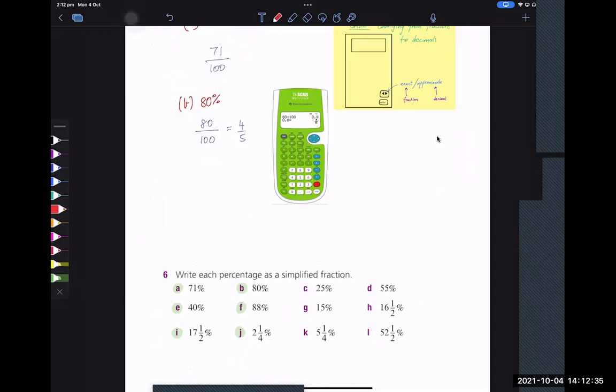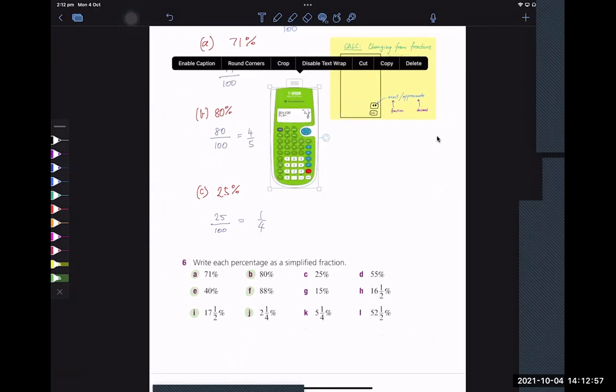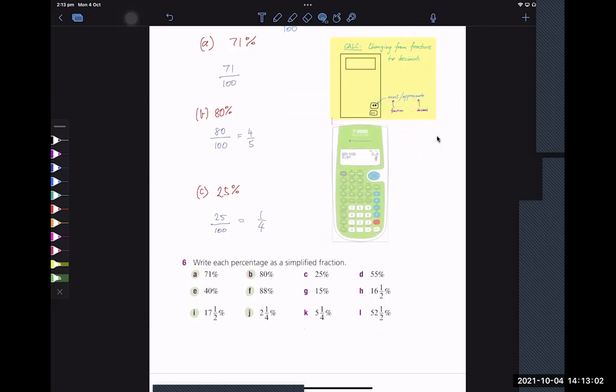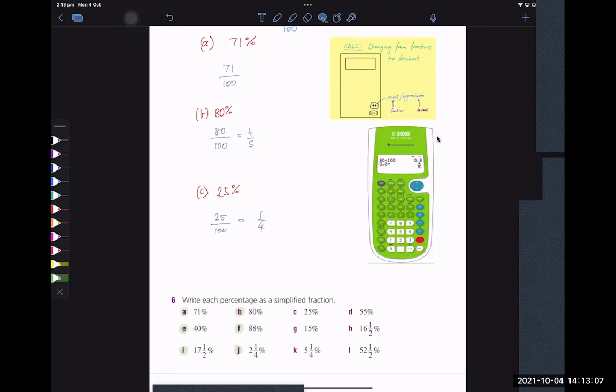I'm not going to keep bouncing between the calculator and the iPad, so I'm just going to keep it like this. So divide by 100. That comes out to be 1 over 4. Type it in. I should make that a bit bigger. So do as many as you want. If you're feeling good, you can do all of them.